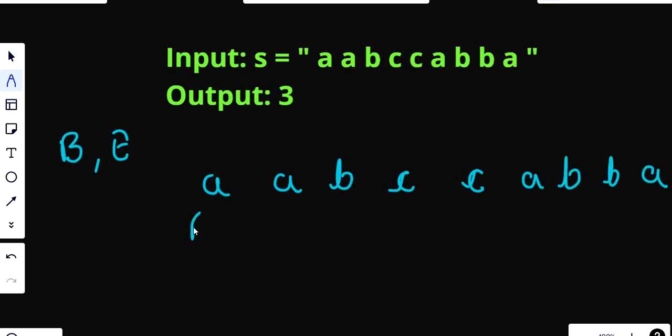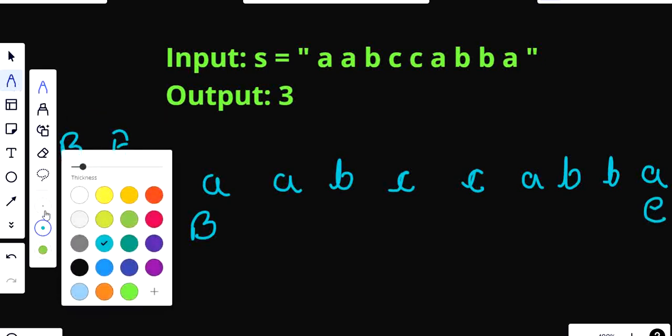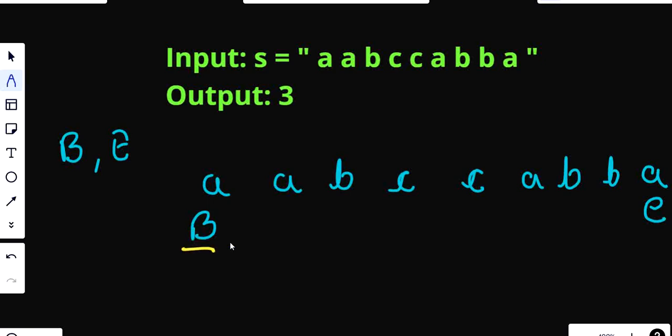So our B is at this place right now and our E is at this place. Let me just change the color so it will make more sense. So this is our B and this is our E. We will check that our B and E are same. So they are same. So once we get that B and E are same, we can say that prefix is equivalent to suffix, right? These two are same.